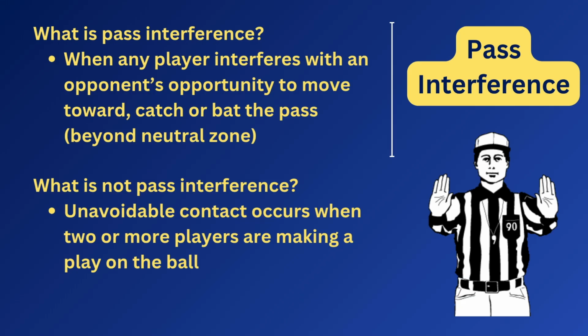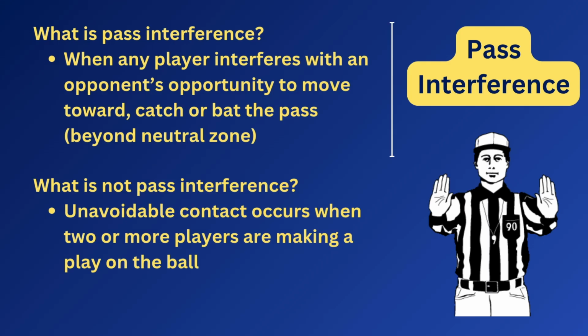So, what is pass interference? It's when any player interferes with an opponent's opportunity to move toward, catch, or bat the pass. It does have to take place beyond the neutral zone. What is not pass interference? Unavoidable contact occurs when two or more players are making a play on the ball, and I think that's an important statement there.